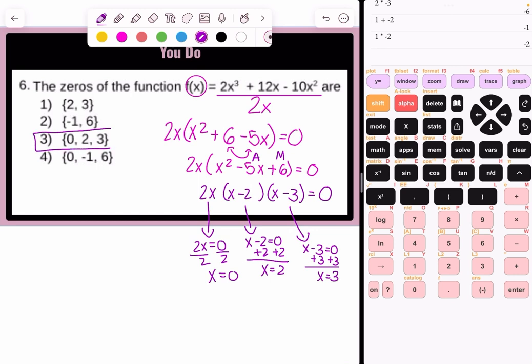Sometimes you'll see them written like this, where they put them in roster notation and they put those curly brackets around it.